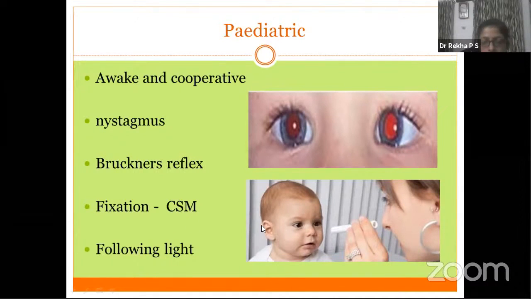And look for the fixation of the eye. See whether the fixation is central, steady, and maintained. You can use some toys or bright colored objects. And if the fixation is poor, that means the child is having gross defective vision. And also you can look for following of objects. See whether the child is following these objects. That also can be abnormal if the child is having defective vision.